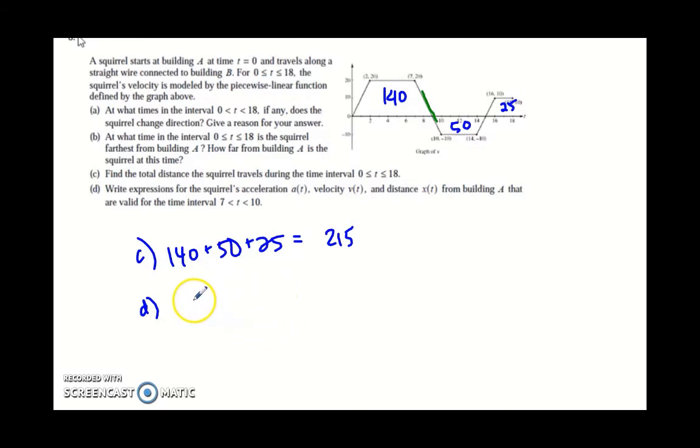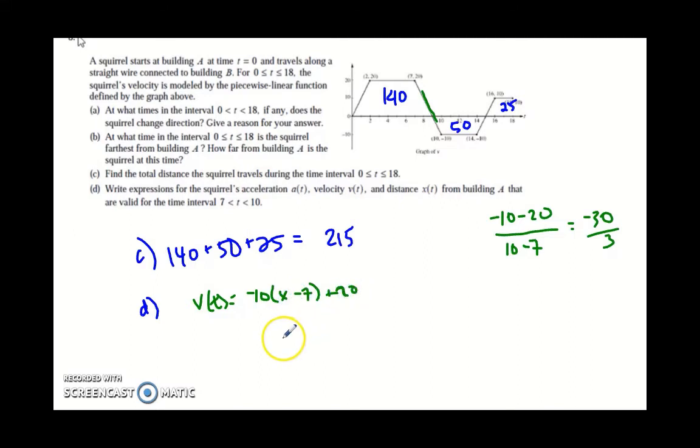So velocity equals, and what I have is a slope. On the interval, let's just do the average rate of change. So change in y values, negative 10 minus 20, over change in x values, 10 minus 7. So negative 30 over 3 is negative 10. That is the slope. And then pick either value, either endpoint of that segment, to create your point slope form.